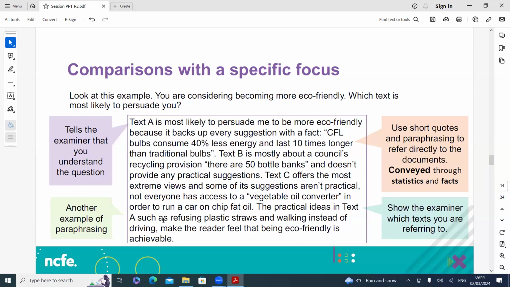So at the bottom we can see the practical ideas in text A, such as refusing plastic straws and walking. So that's been paraphrased. So a mixture of both. Okay.